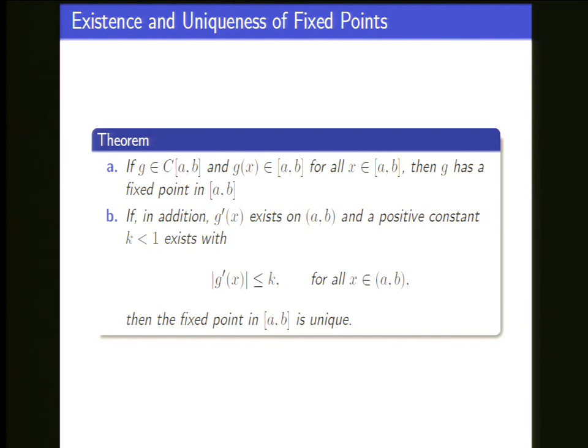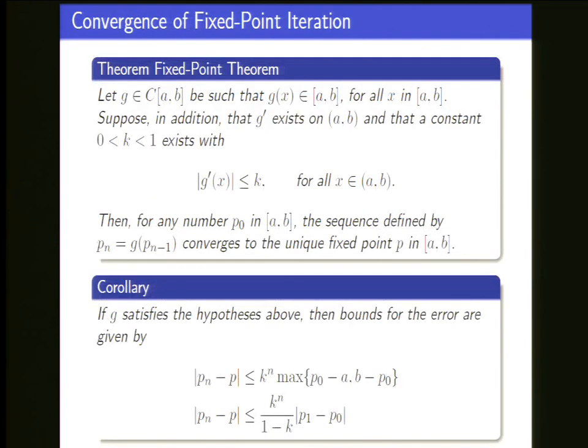So this means a unique fixed point in 0.25. Now let's use this theorem to tell us how many iterations. So now you start iterating. And now you ask: number of iterations for error less than 10 to the minus 2, starting at p0 equals pi. How do you do that?